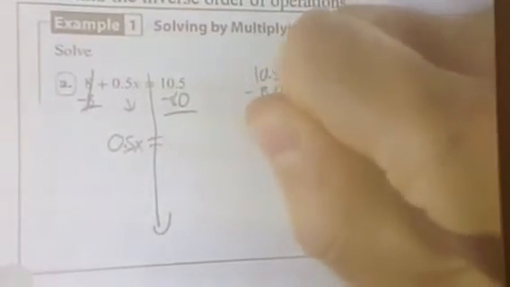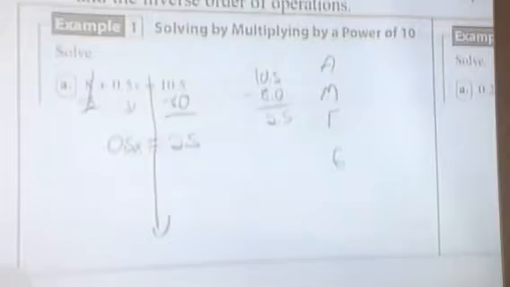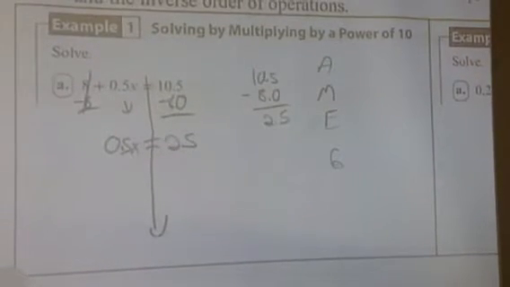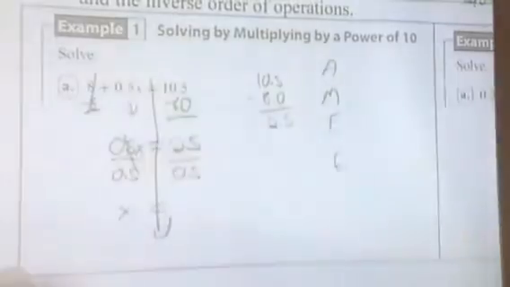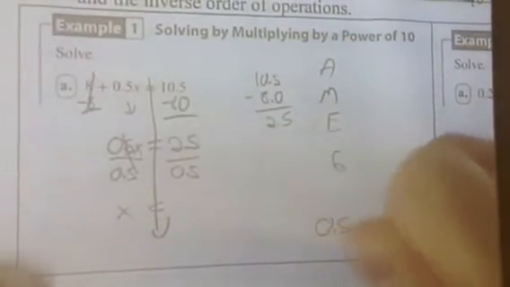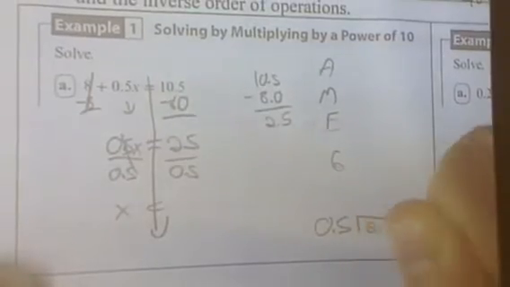Drop down that 0.5x. I've got 10.5 minus 8, which is going to give me, let's subtract it out, 2.5. So I've got 0.5x is equal to 2.5. I need to divide each side by 1/2, or 0.5. Now, what I need to do is divide this decimal out. I've got 0.5 into 2.5.